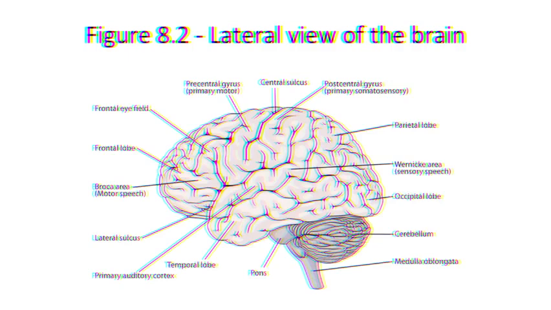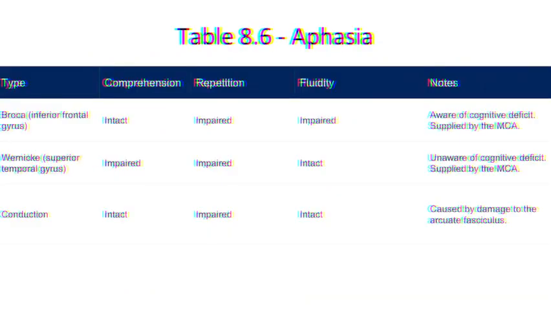This is figure 8.2, which is a lateral view of the brain. And as we can see from this image, Broca's area is right here, and Wernicke's area is right here. Again, the arcuate fasciculus is a fibrous band between Broca's area and Wernicke's area, so we expect it to be right here. This is table 8.6, which provides the important information about each type of aphasia. I'm not going to read the table to you, but it is a good summary of what we've just covered.